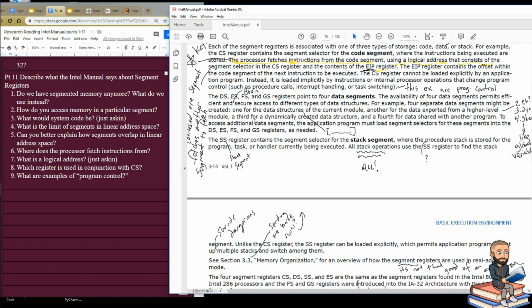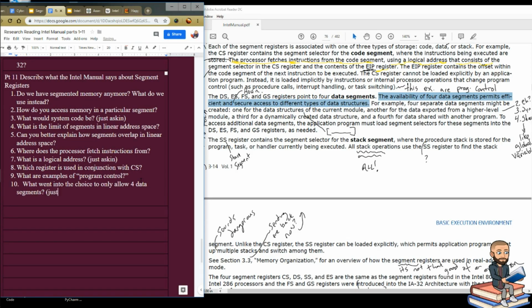So now let's talk about the data registers. The DS, ES, FS, and GS registers point to four data segments. That makes sense if you have six total, since 6 minus 2 is 4. So the availability of four data segments permits efficient and secure access to different types of data structures. I'm asking the question, how does that relate to security?